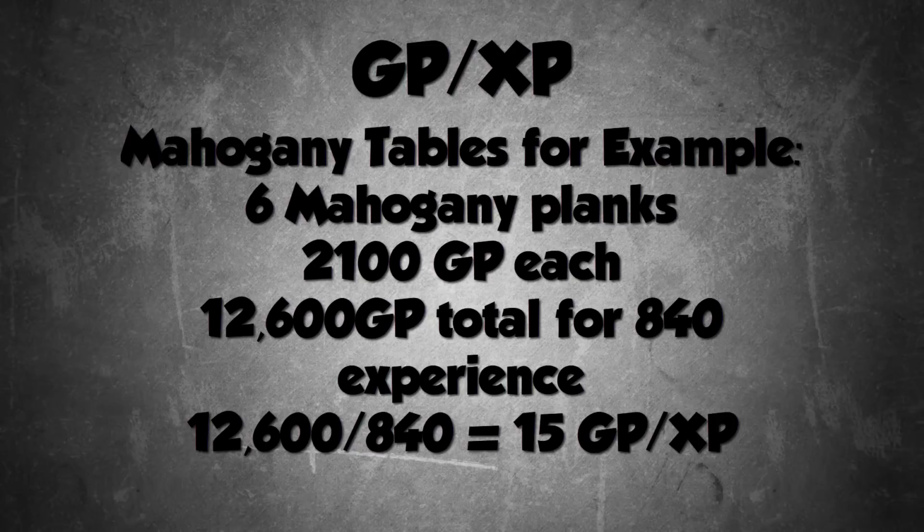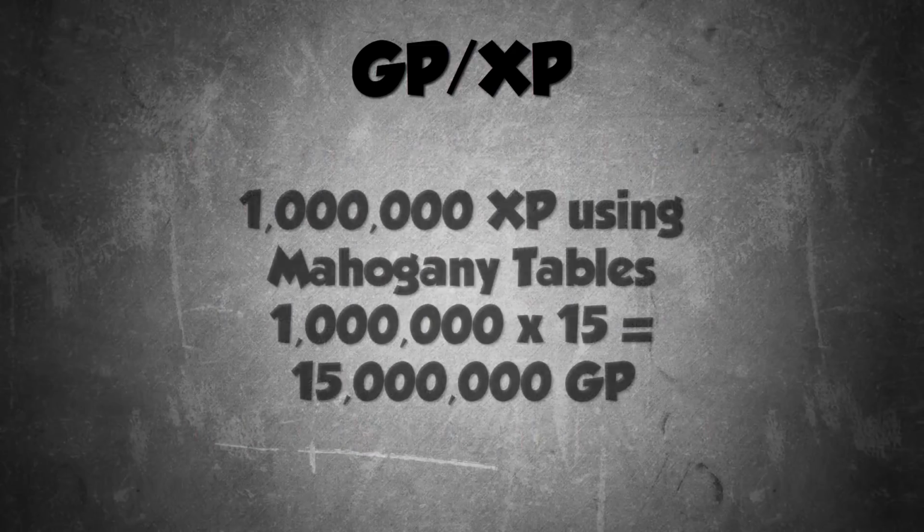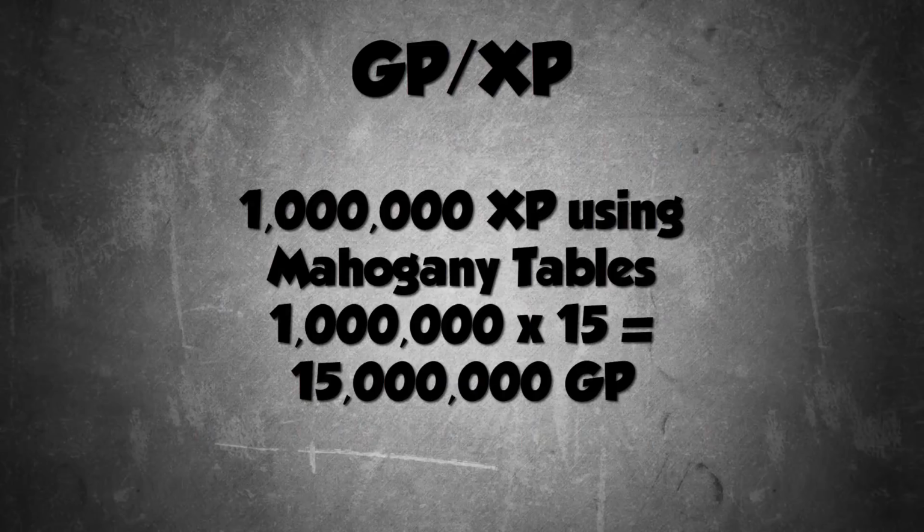That's a lot when you think about it, especially when you think about a 99 costs 13 million experience. 13 million times 15, that's a really big number. But for the purposes of this video, we'll use 1,000,000 experience as our kind of benchmark. And so 1,000,000 experience using mahogany tables would cost you 15 million GP. All right, cool. So what? We know construction's a really expensive skill. Thanks a lot, Surgeon. We all knew that already.